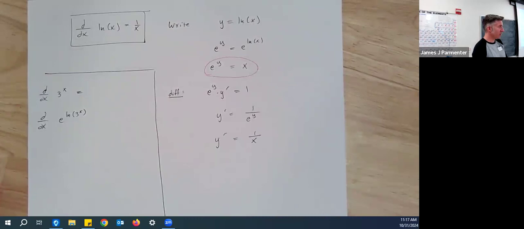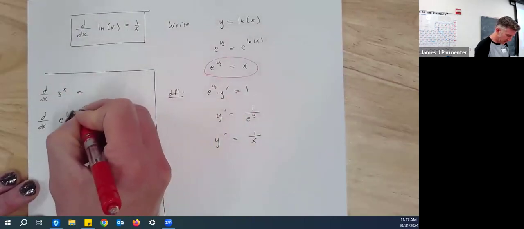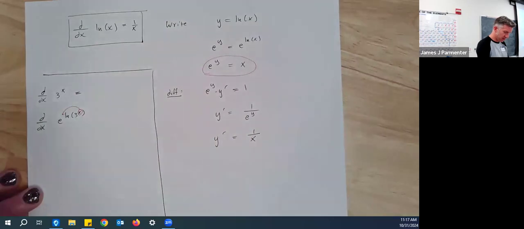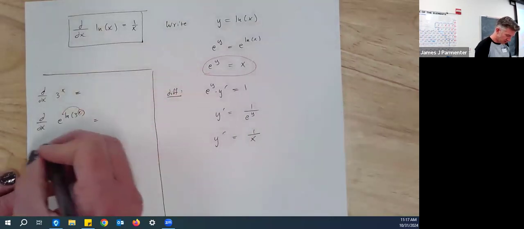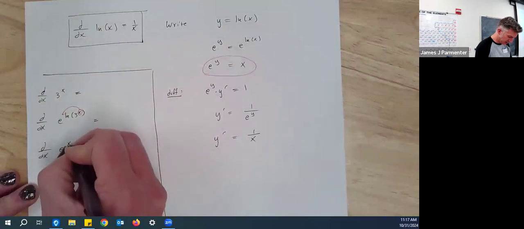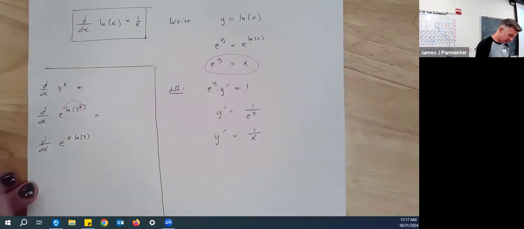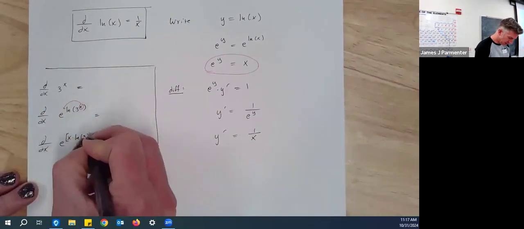Because the e and the natural log undo each other. But then we can use rules of logarithms and say this x gets to come down in front of the natural log of 3. So this is really equal to the derivative of e to the x times natural log of 3. And here's how I want you to think of this. This is the derivative of e to the stuff.